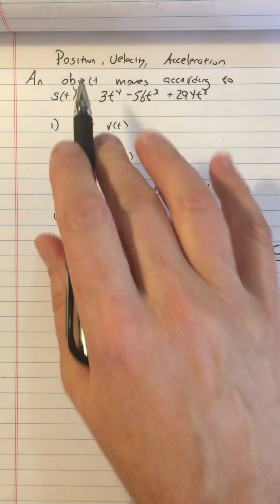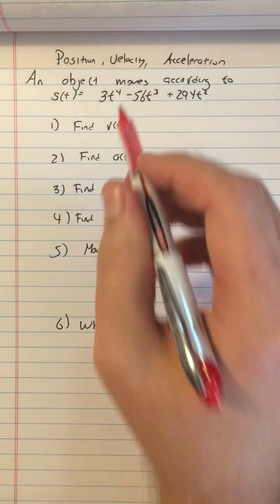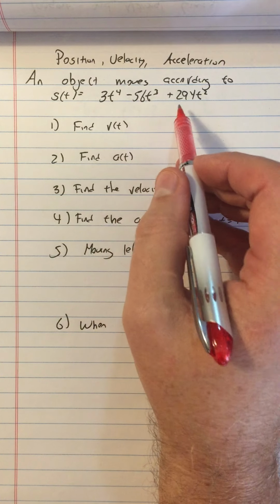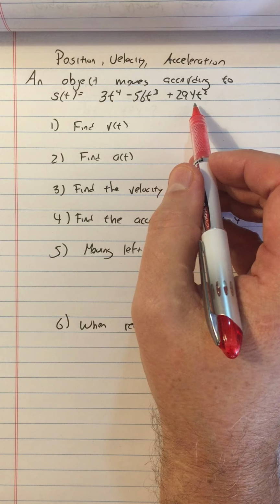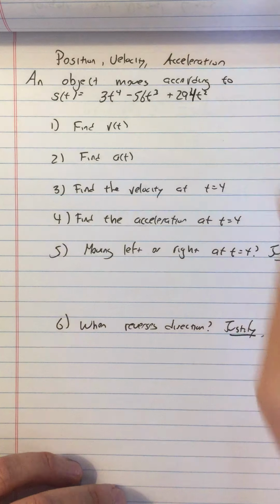So position, velocity, and acceleration as our next review topic. An object moves according to, so I'll give you some function, 3t^4 minus 56t^3 plus 294t^2 is what I have here. Don't be intimidated by large numbers. You do have a calculator.